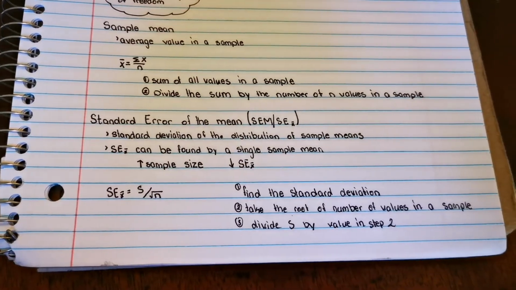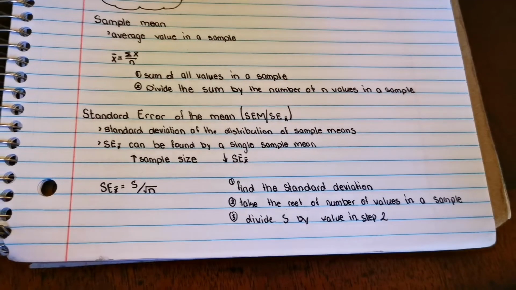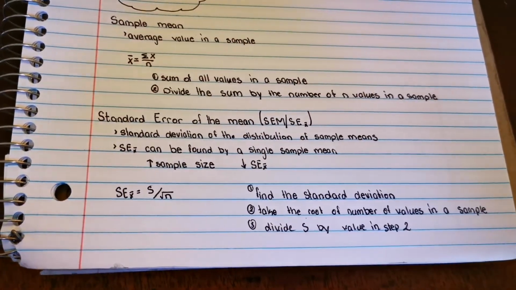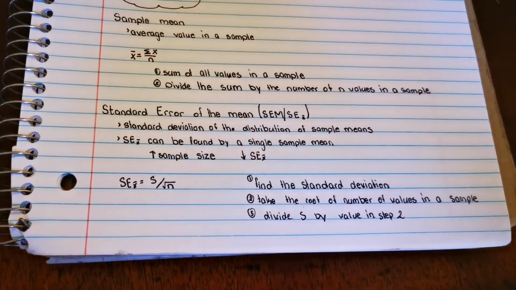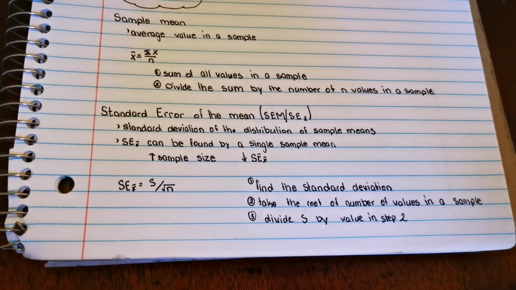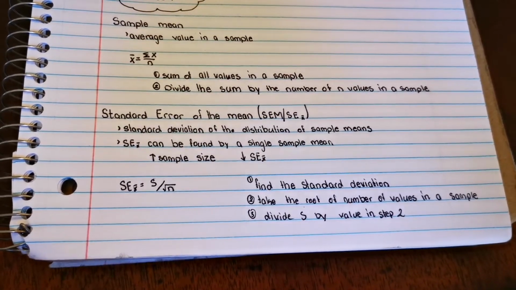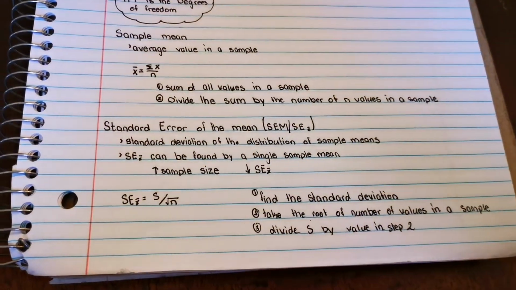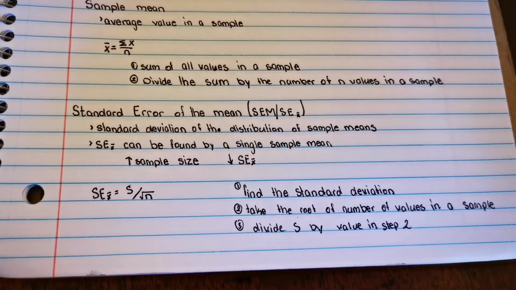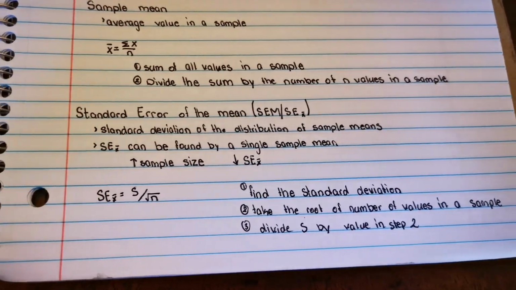Alright, so now that we know standard deviation and sample mean, let's dive into standard error of the mean. So here I've written about standard error of the mean, which is just denoted by SEM, or SE with the symbol of a mean, which is x with a line over it. So standard error of the mean is just the standard deviation of the distribution of sample means. So if you're a bit confused as to what that means, I'll explain it better.